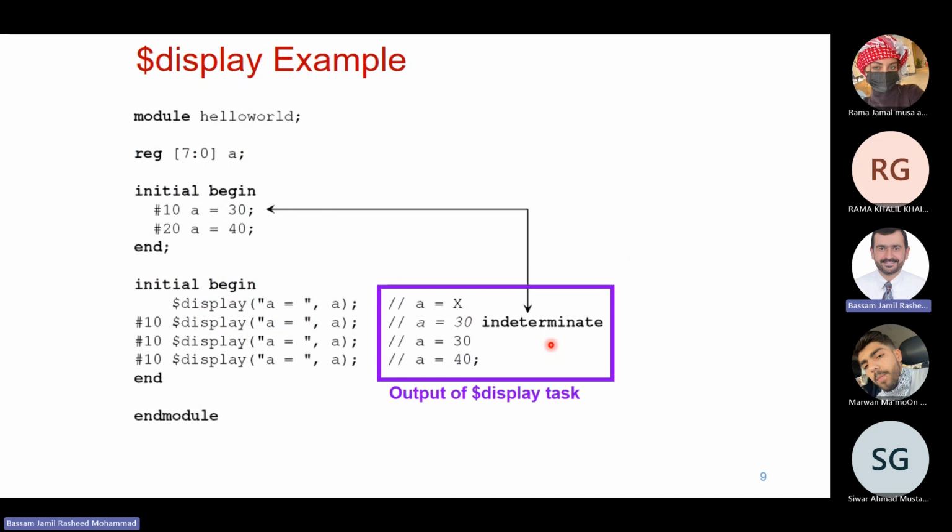And now we have here an example of two initial blocks. Okay, so here is an initial block, and here is an initial block. At the start of the simulation, both of them will start executing. In this initial block, I'm changing the values of A. And in the second one, I am displaying the value.